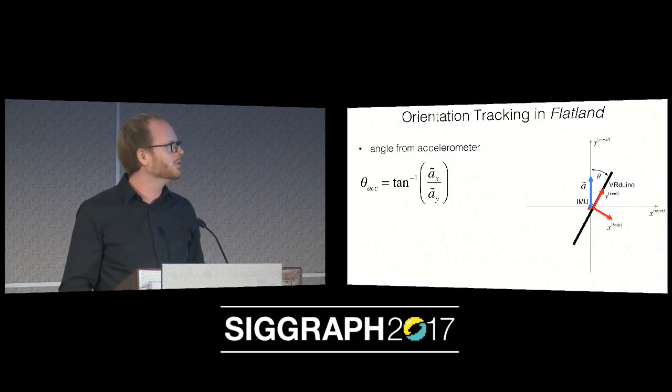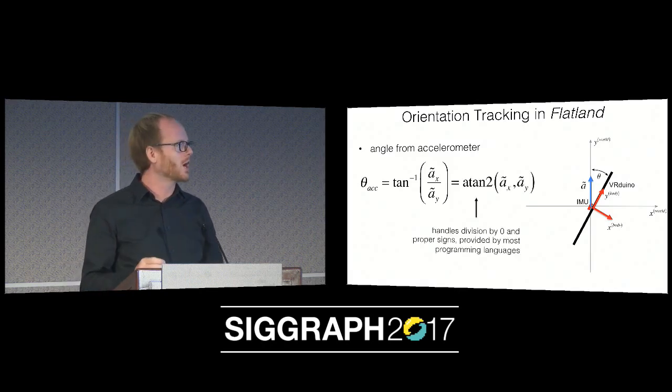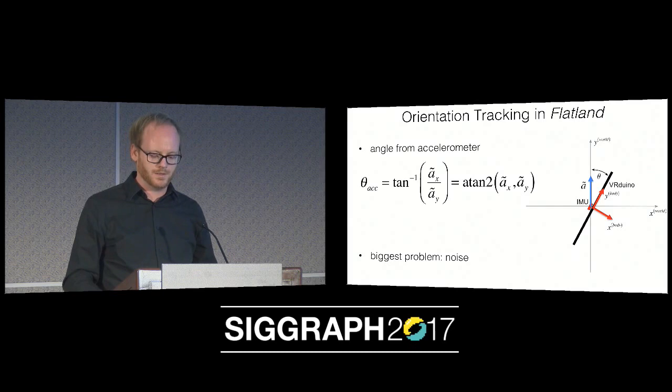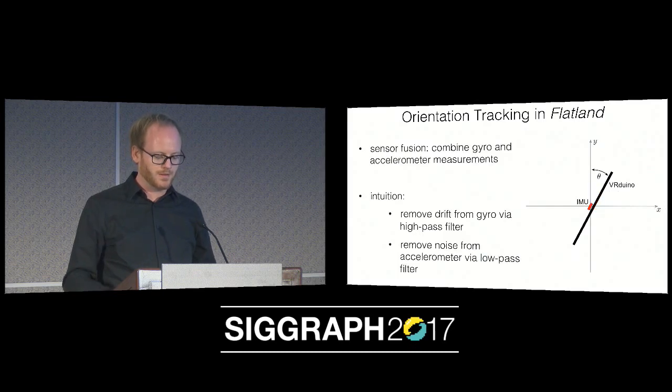It's always a bad idea to divide one value over another if you can't control that it's never zero. So in practice, you would want to use the atan2 function, which is provided by pretty much all programming languages, that also handles the division by zero and the appropriate signs. But using the simple atan function, we can get the world vector pointing up, and that gives us the angle, also theta.